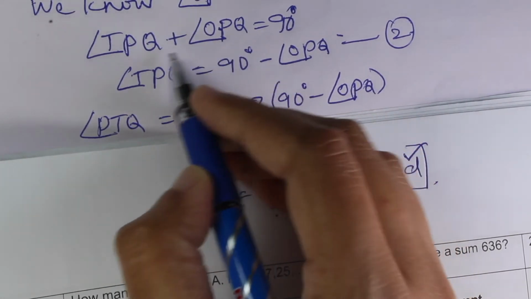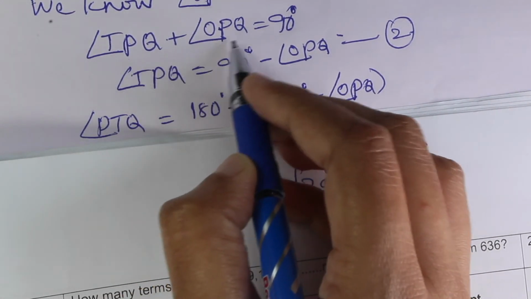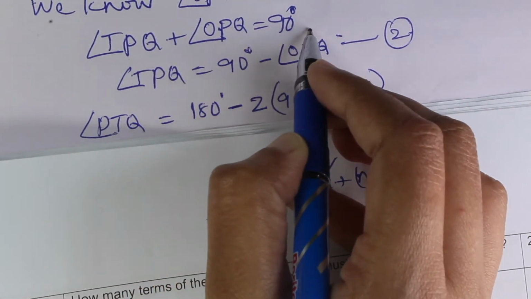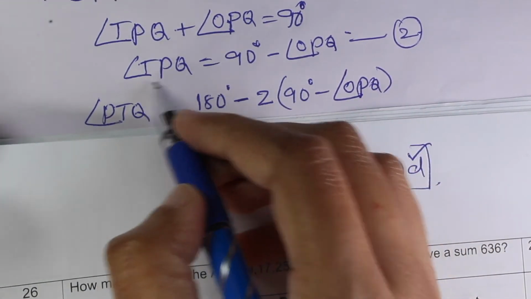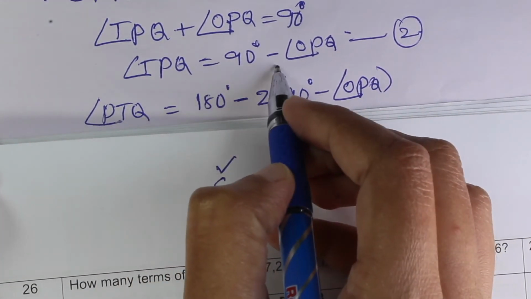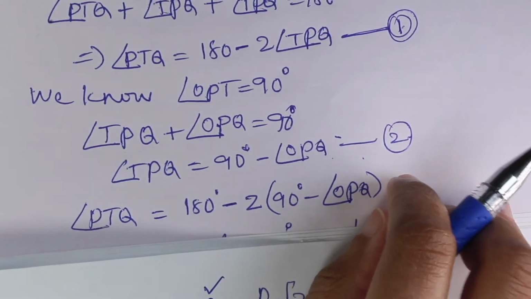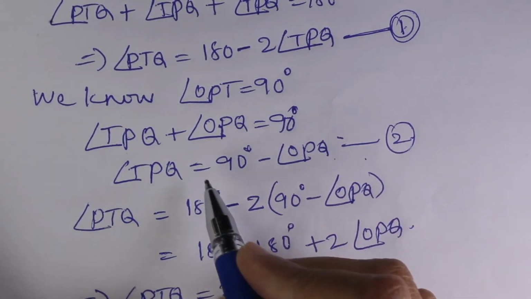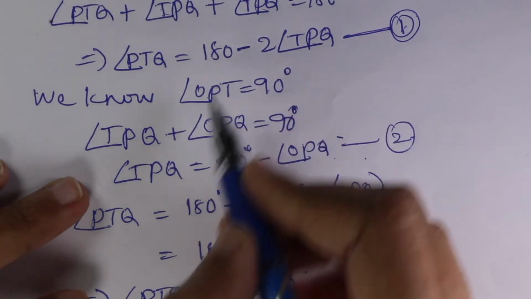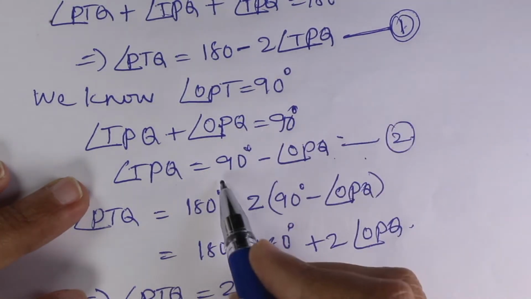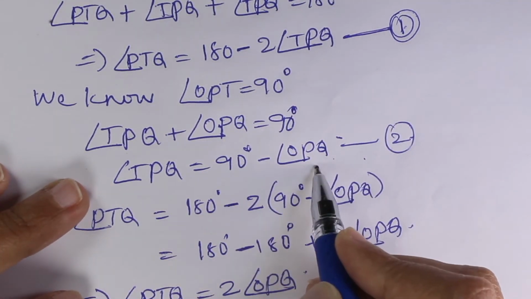So angle TPQ plus angle OPQ is equal to 90 degrees. Now angle TPQ becomes 90 degrees minus angle OPQ. This is equation 2. Now I will substitute this equation 2 in equation 1. In the place of angle TPQ, I will substitute 90 minus angle OPQ.